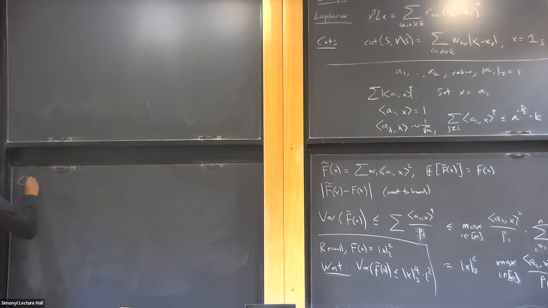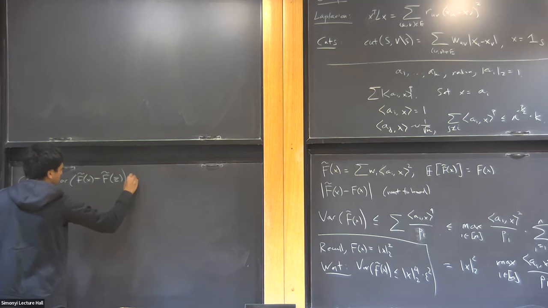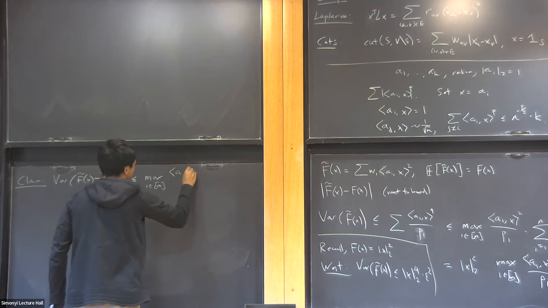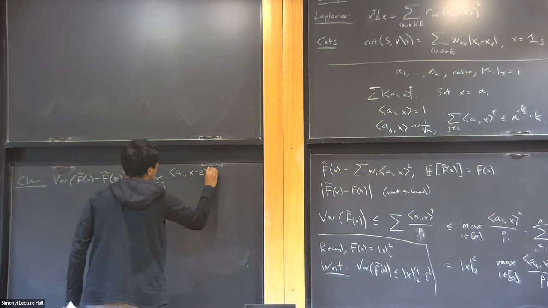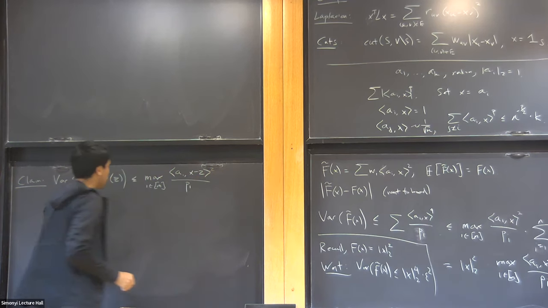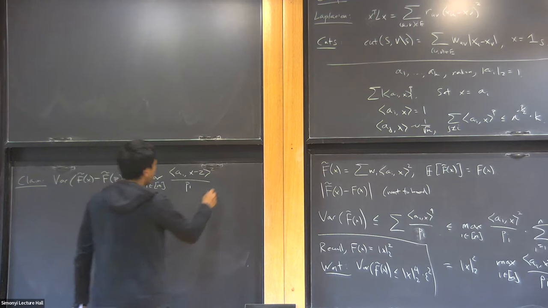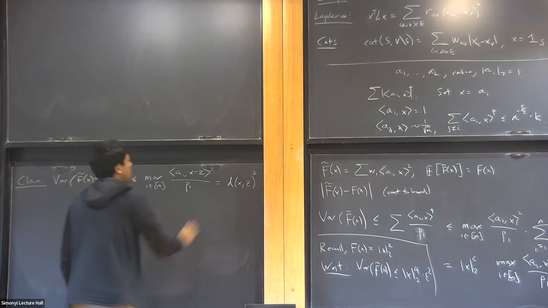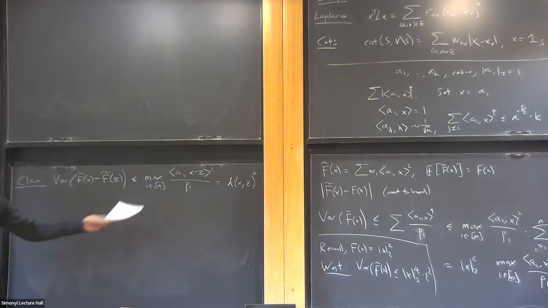Claim: since over there I was looking at things like the variance of f tilde x minus f tilde z, it's useful for me to write out what this is bounded by. Basically, it's bounded by the max over i in M of (a_i dot (x minus z)) squared divided by p_i. For notation purposes, I define this as d(x,z) squared, to induce the idea that d is a metric. You can check that d is a metric, basically.